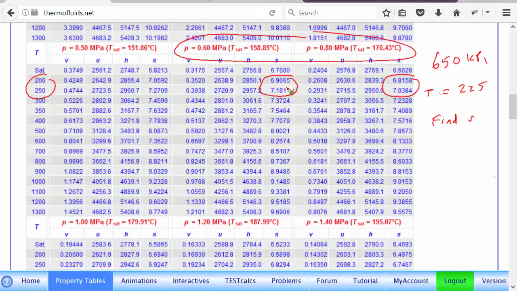It's like between 7 and 7.2. Suppose we call this 7.1 our value here. And here, what is the value? 6.8 and 7.0. Suppose we say, okay, 6.9 is our value.